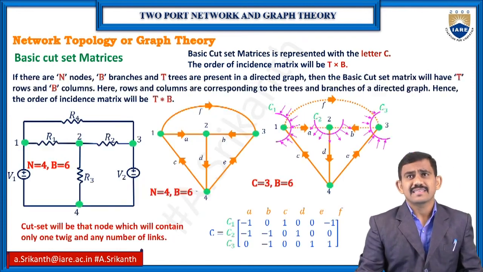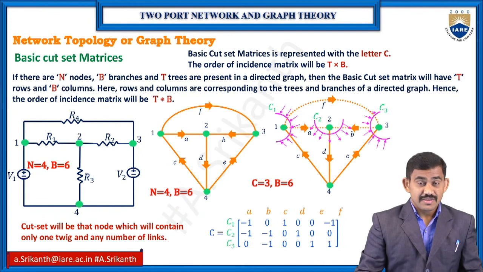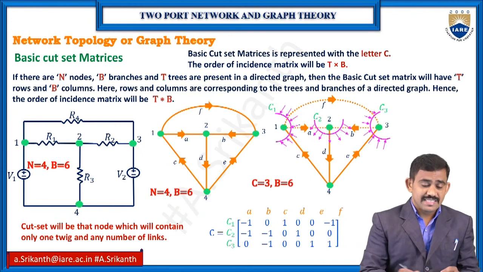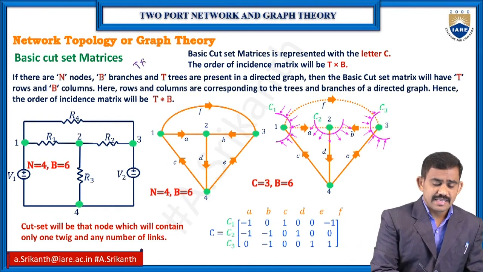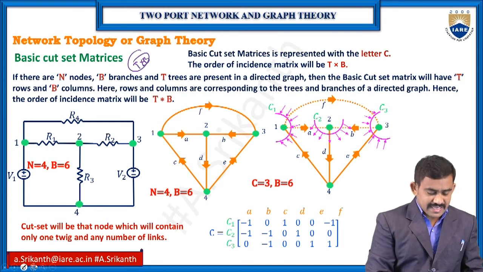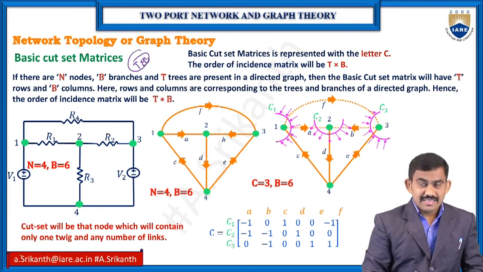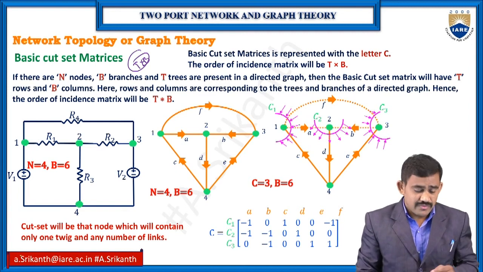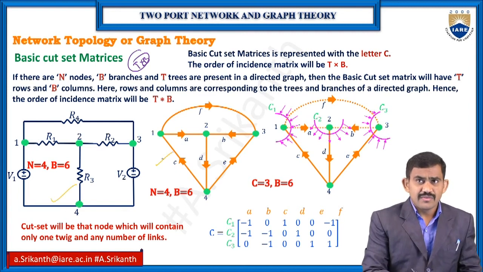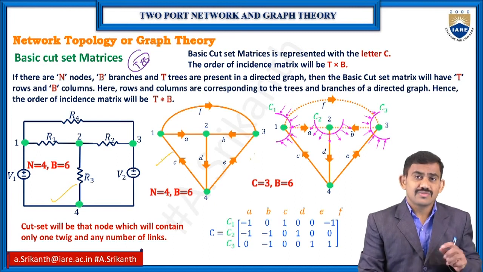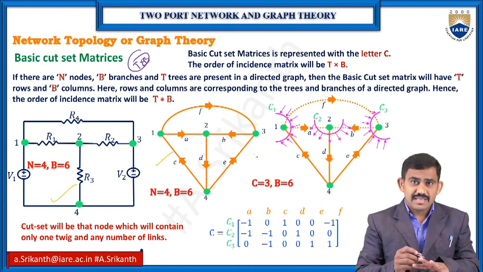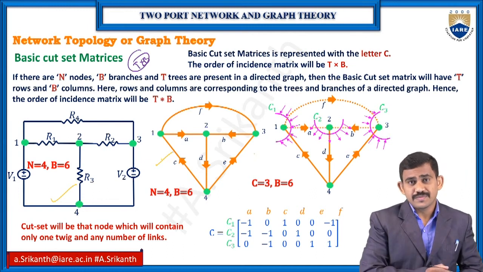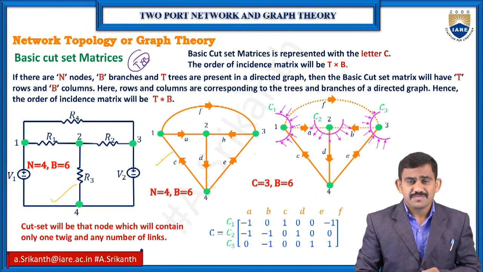Coming to the C matrix, we require cuts. So how many trees do we have? Your C matrix depends upon trees and your branches. For each tree I need to cut it. How many trees do we have? 3 trees. From this graph, this original graph, I have 3 trees. For these 3 trees, we need to cut at a particular node, a particular junction.